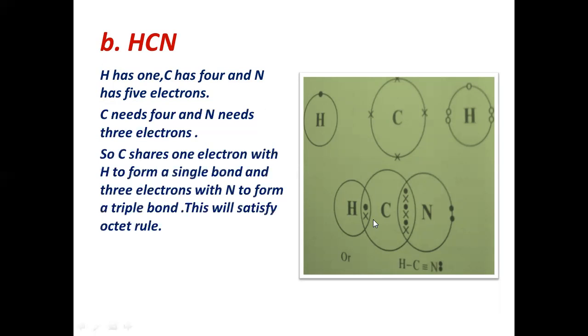So carbon shares only 1 electron with hydrogen, while the remaining 3 electrons it will share with the nitrogen atom to form a triple covalent bond, and this will satisfy the octet rule. You can see hydrogen has 1 electron, carbon has 4, and this is nitrogen. Nitrogen has 5 electrons, so when they combine together, they will form hydrogen cyanide, and you can see it has 8 electrons in the outermost shell. So the octet of carbon is completely filled.